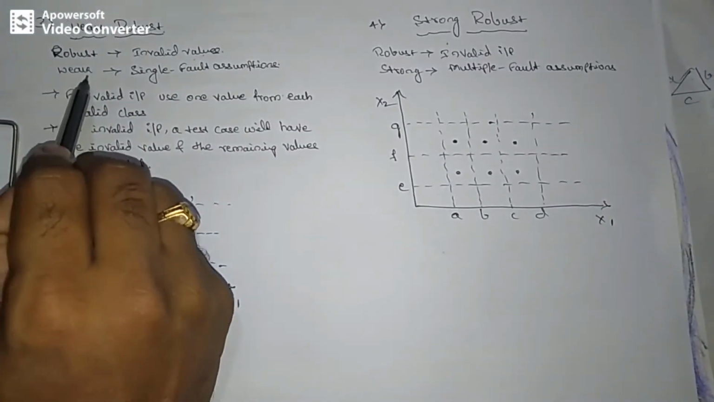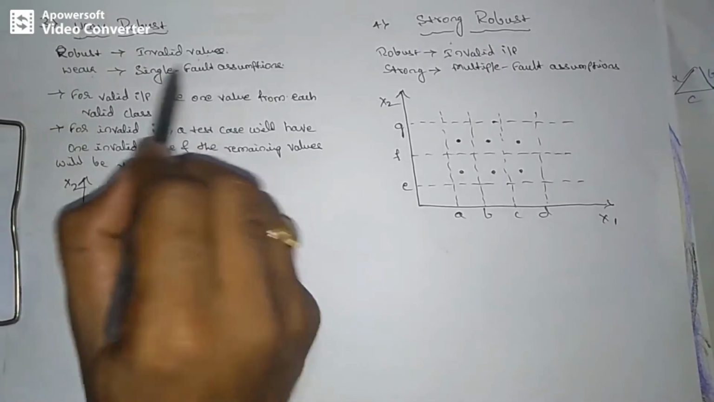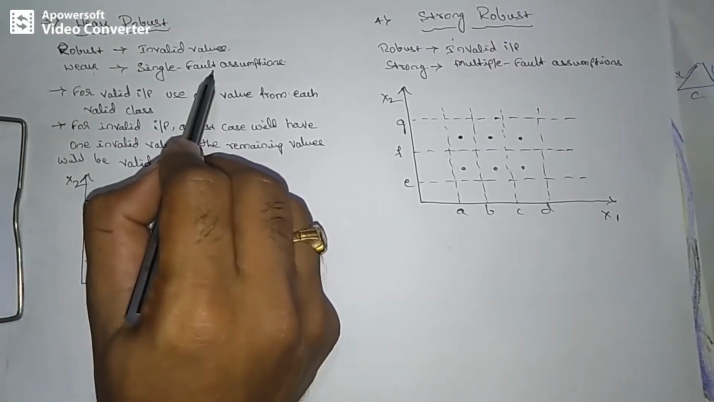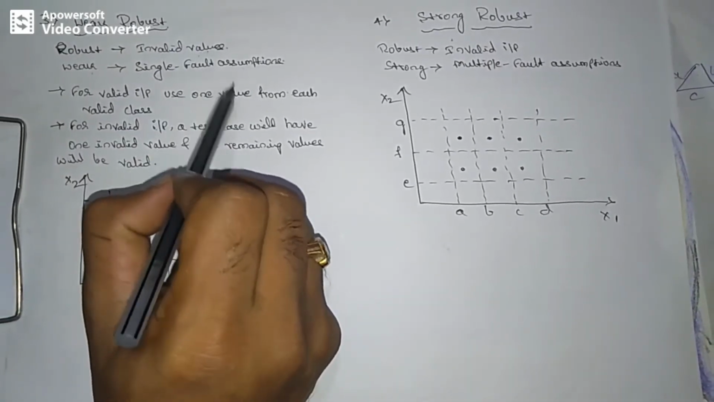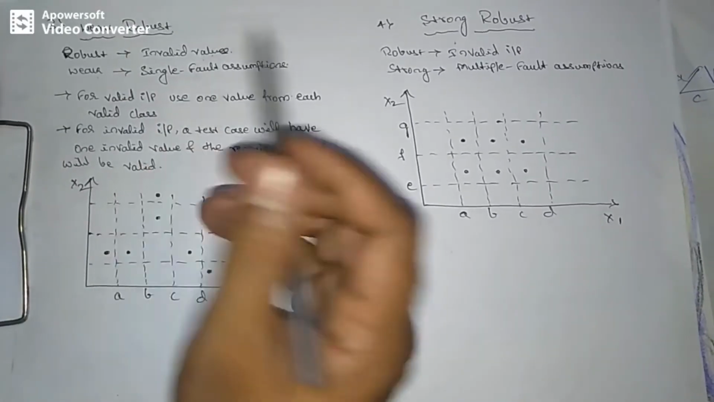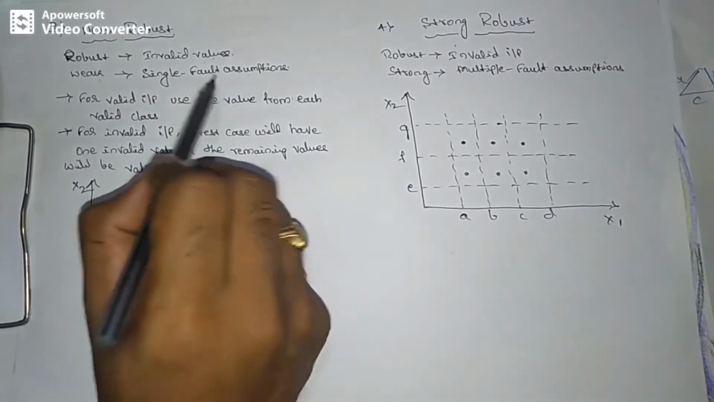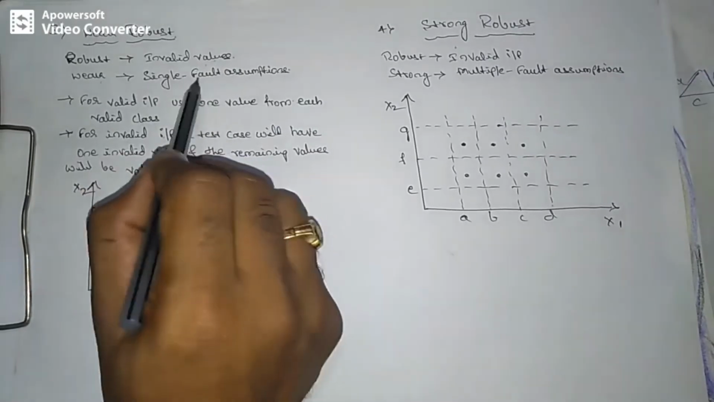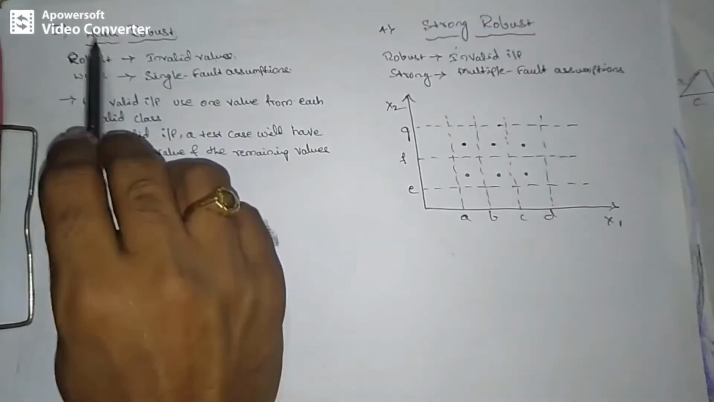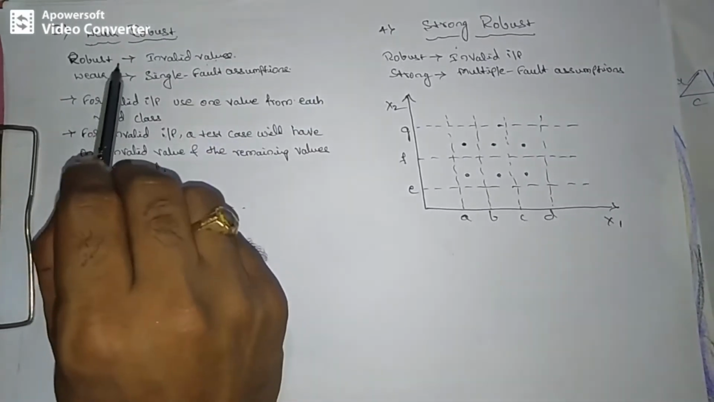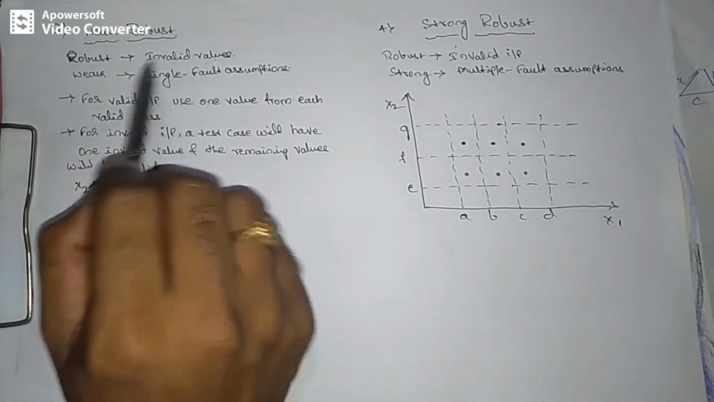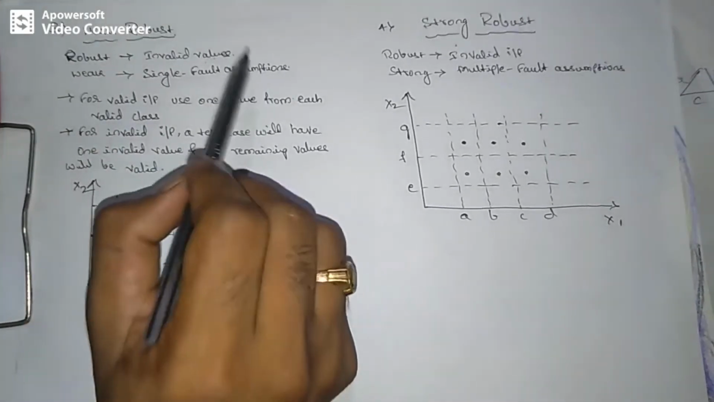Weak stands for single fault assumption. Single fault assumption means one input variable value we need to change, and the other input variables we have to keep as nominal. In that fashion we have to specify the test cases under weak robust. Please remember, robust stands for invalid inputs and weak stands for single fault assumption.